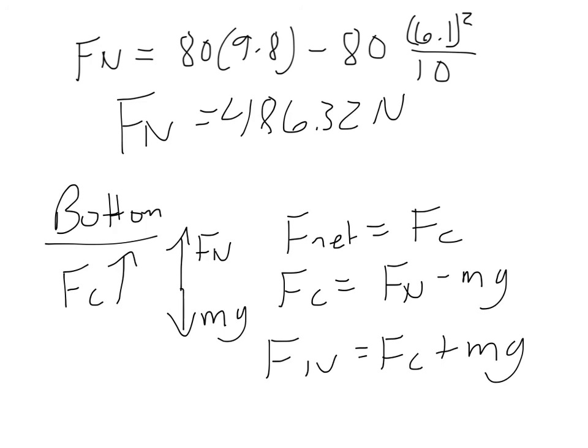So just take your work from before, and now you add the centripetal force to the weight of the person, and you should get a normal force of about 1100 newtons. It's 1081 newtons, which means that at the bottom of the Ferris wheel, you're going to experience more force than you would at the top.